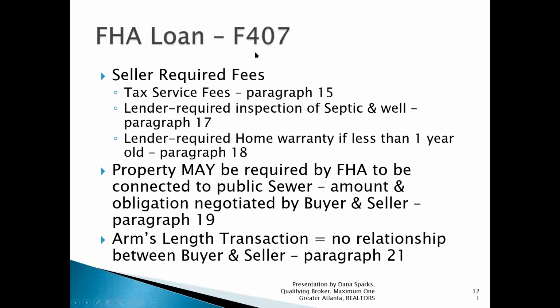Additionally, in an FHA and a VA insured loan, there are other fees that the seller is required to pay, and those include tax service fees, lender required inspection of septic and well, lender required home warranty, and so forth and so on. The property may be required by the FHA to be connected to sewer, and that dollar amount gets negotiated. And then there's a section just on the FHA and VA loan exhibit where you have to disclose if there is a relationship between the buyer and the seller.